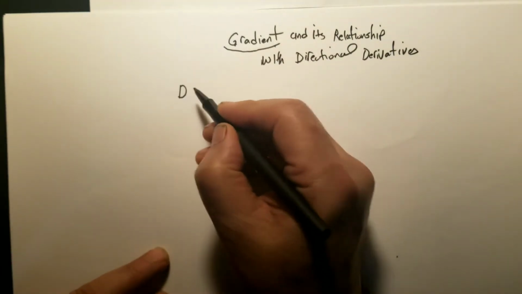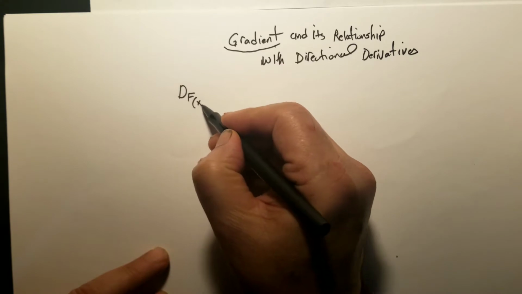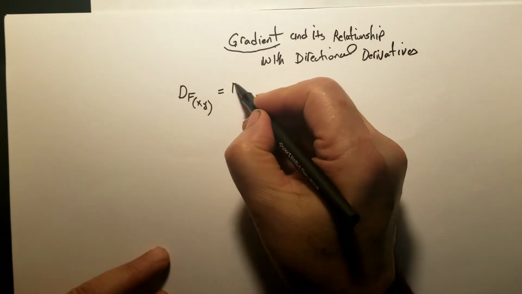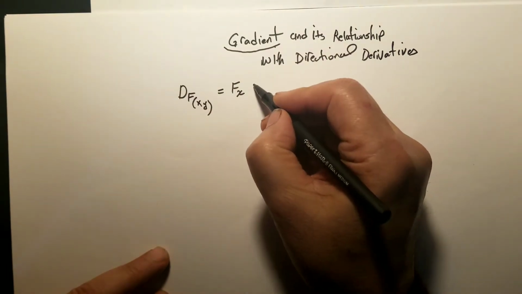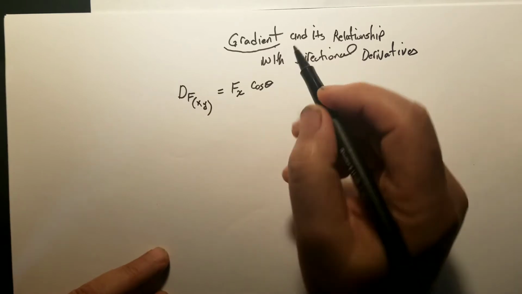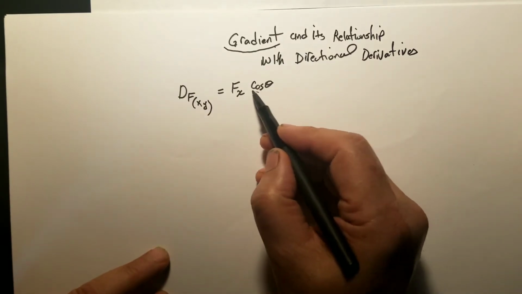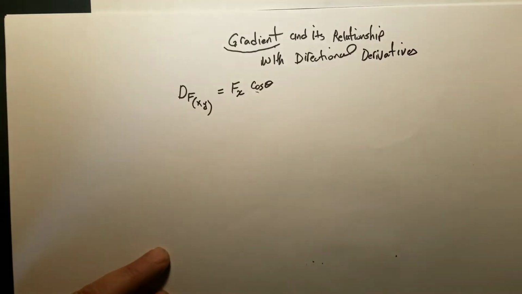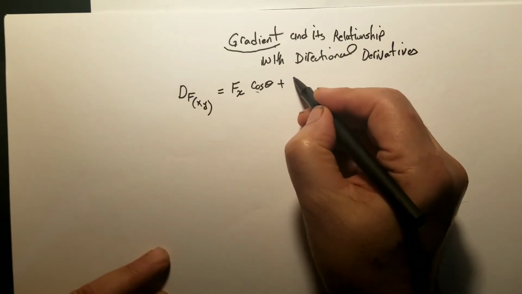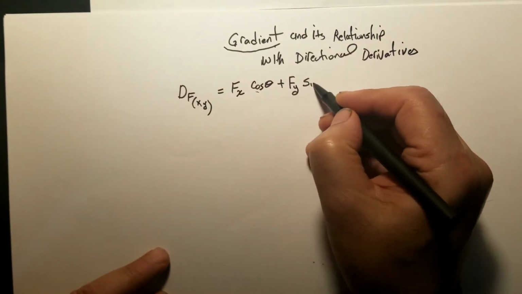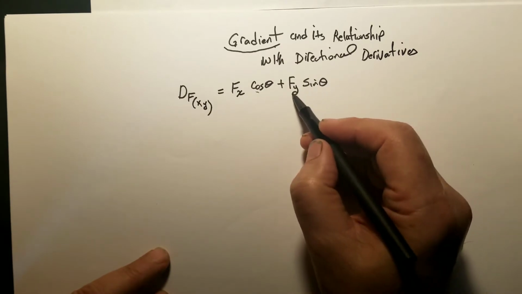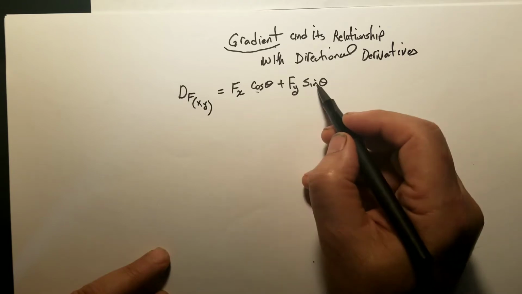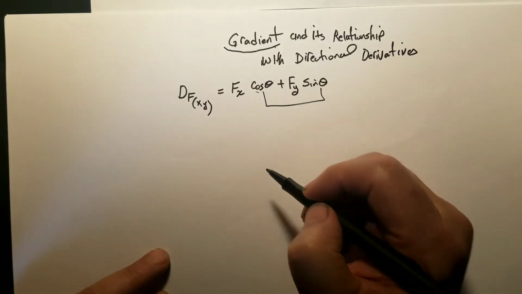In the last video we talked about the directional derivative of a function of x and y, which is equal to the partial derivative of the function with respect to x times cosine theta. That cosine theta represented the x component of the unit vector in R2, not R3, R2, plus the partial derivative with respect to y times sine of theta, and that's the unit vector right there.